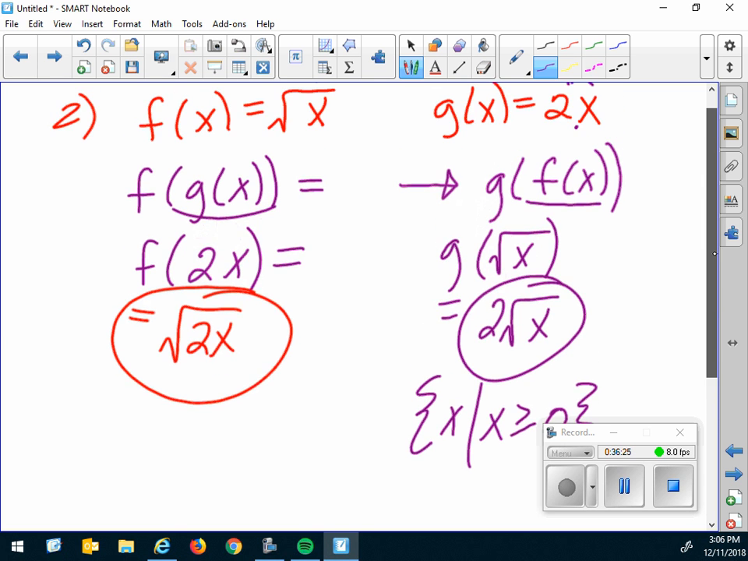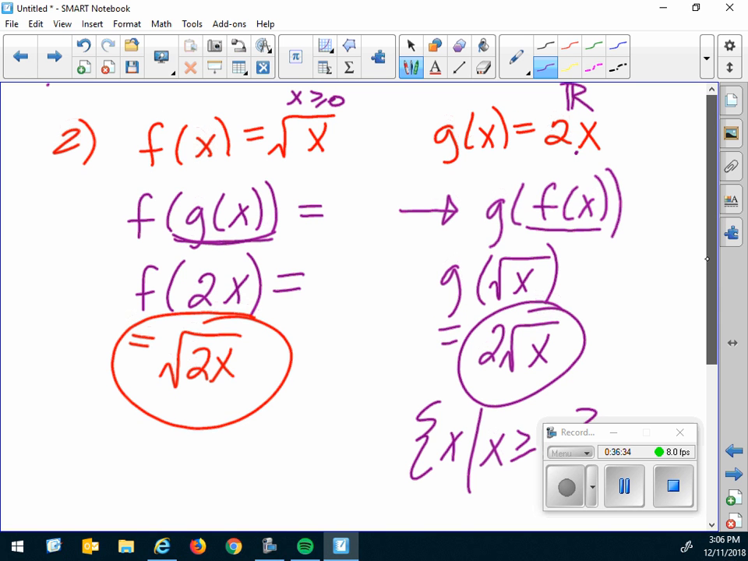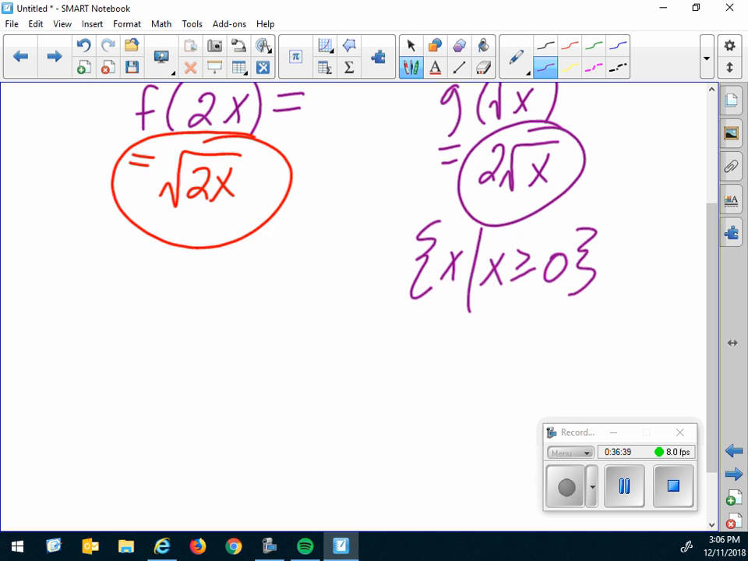Now, let's take a look at the other one, f of g of x. What was the domain of the inside function? All real numbers. That's going to stay with us all the way through. So you may go right here to the end and think, oh, so the domain is all real numbers. But the problem on this one is something happened in that function machine, in that hay baler, that caused the domain to have to change because it got square rooted.